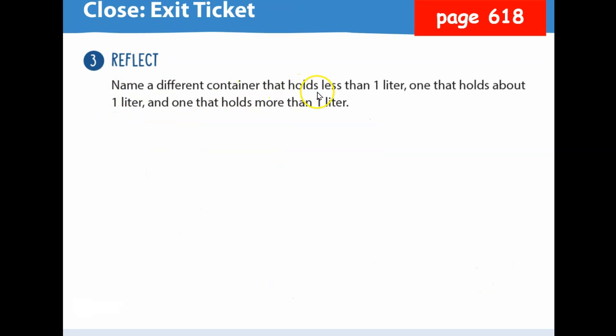So just name a different container that holds less than a liter. So what's something else that holds less than a liter? Something else that's not in the picture.